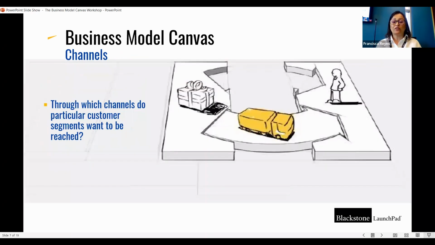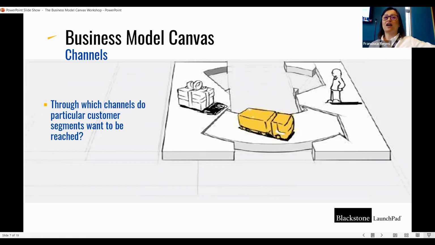Then we go to the next one, which is about channels. And when we're talking about channels, we're discussing how we're going to connect the value proposition and give it to the customers, make it available to the customers. So how are we going to do that? Well, there are several things that we have to consider. The first one is, who is our customer?